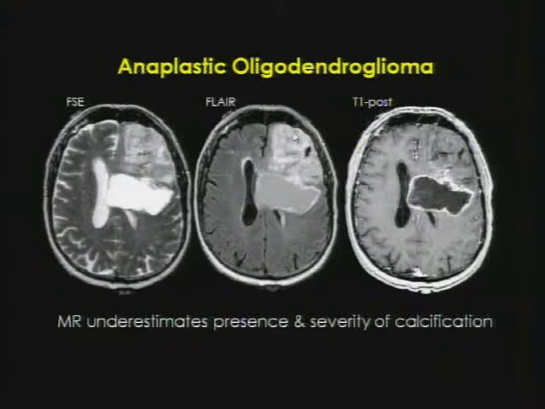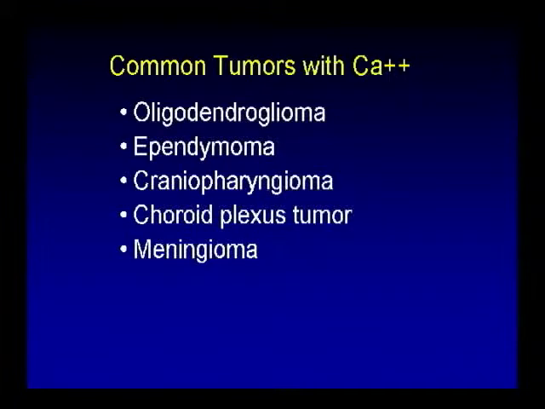Here's a gentleman with an oligodendroglioma, the lower grade component in the left frontal lobe, but this deep portion was anaplastic. Among tumors with calcification, oligo is one of the common ones, but so is the ependymoma, craniopharyngioma, and choroid plexus tumor, and we see meningiomas a lot more commonly than these, so always think about meningioma as well.